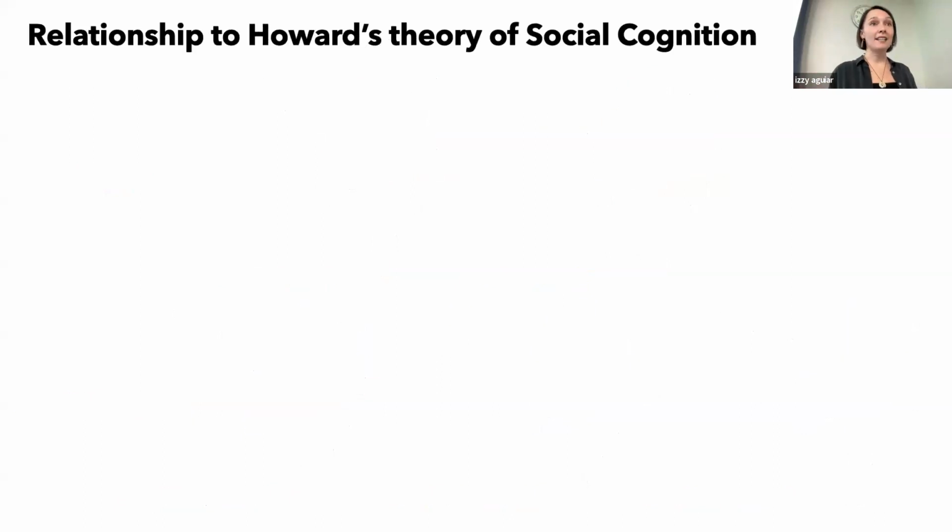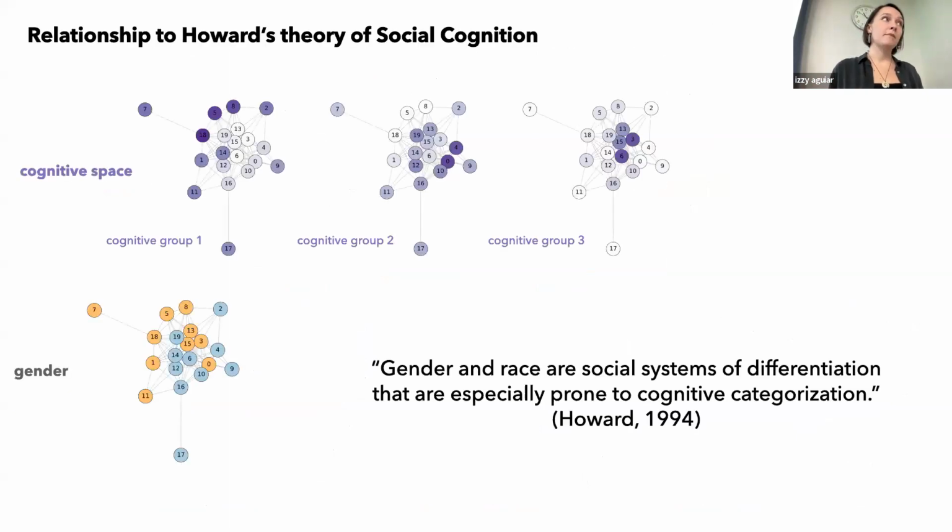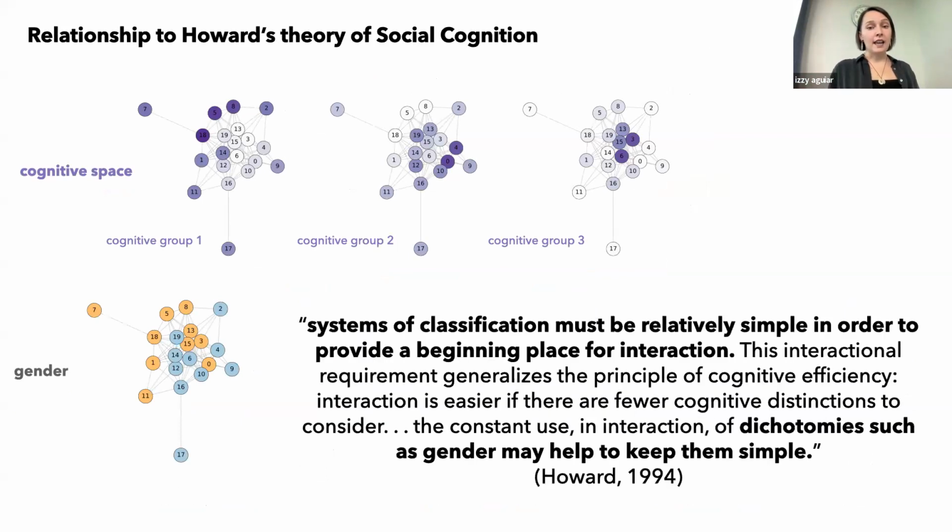This has a nice relationship back to Judith Howard's theory of social cognition. She says in that same paper that gender and race are social systems of differentiation that are especially prone to cognitive categorization. And even that we see these in the first week, but not in the last week, can be well explained by her theory. She says systems of classification must be relatively simple in order to provide a beginning place for interaction. This interactional requirement generalizes the principle of cognitive efficiency. Interaction is easier if there are fewer cognitive distinctions to consider. The constant use and interaction of dichotomies such as gender may help to keep them simple.